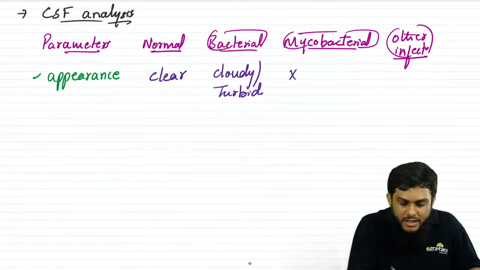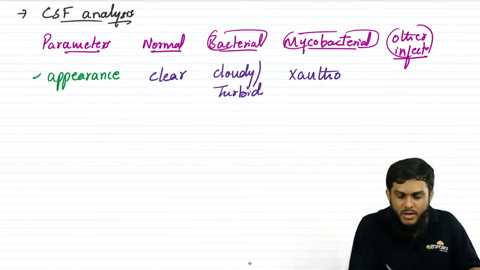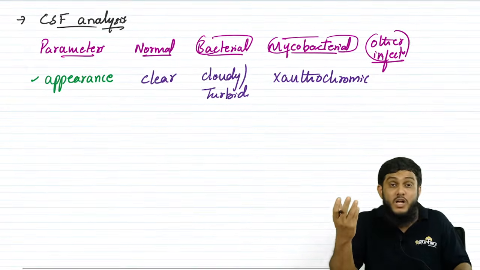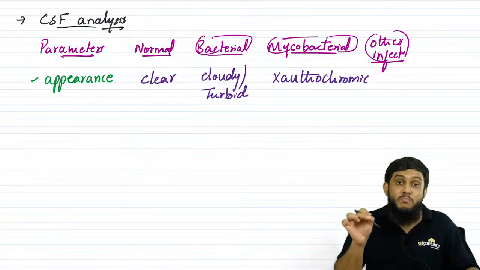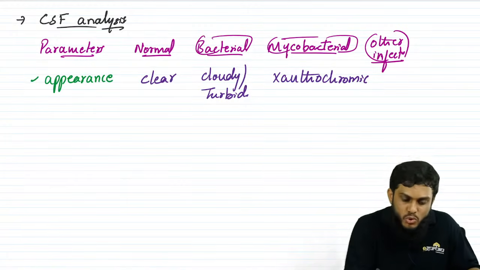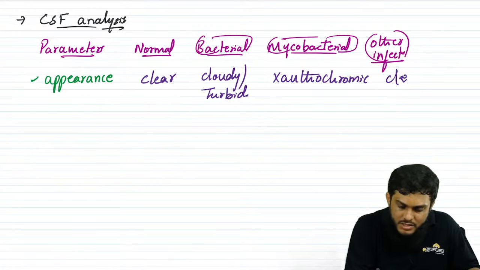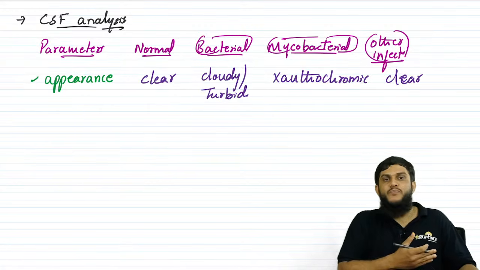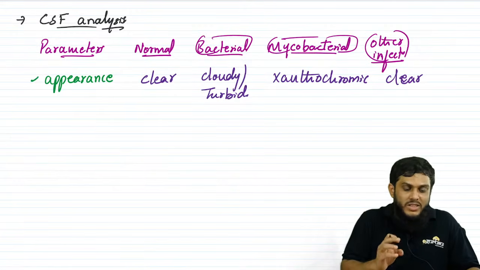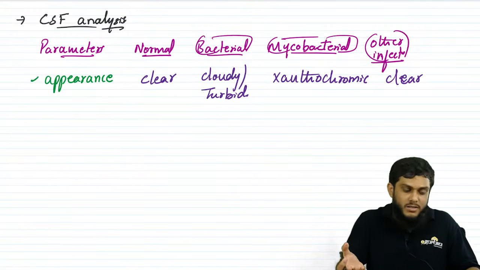If you see xanthochromic CSF, xanthochromic means straw colored, urine color, then you can think the patient might be suffering from mycobacterial meningitis. Then in other infections, usually the CSF is clear like normal. So based on the appearance, we'll get the clue whether it is bacterial, mycobacterial, or other, or normal.